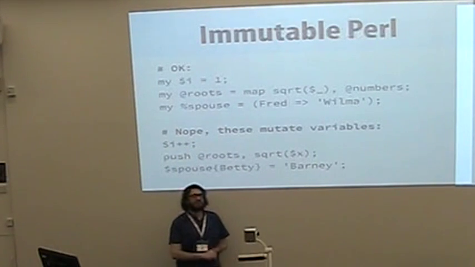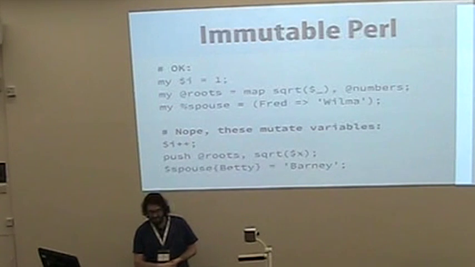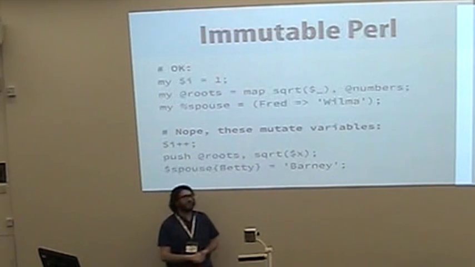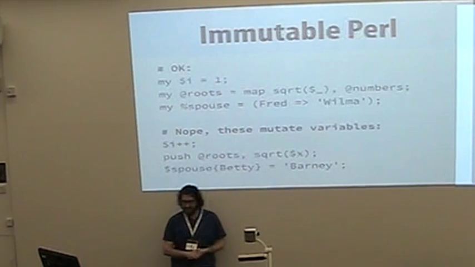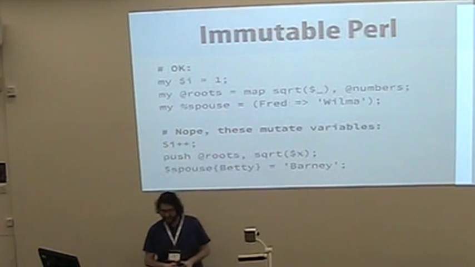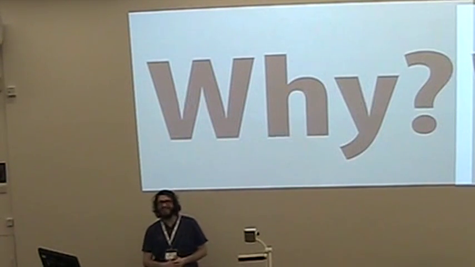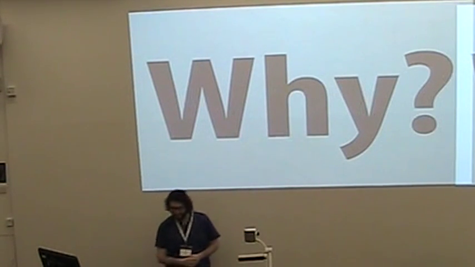But you can't change $i in place. You can't push anything onto the end of an existing array. You can't add elements to %spouse, overwrite anything in there, anything like that. So that's kind of the really short version of the what. But you may be sitting there with another question. Why would anyone actually want this?